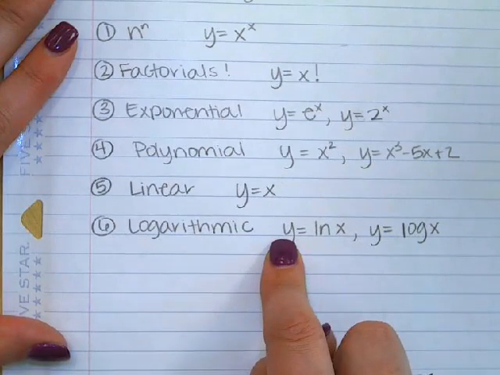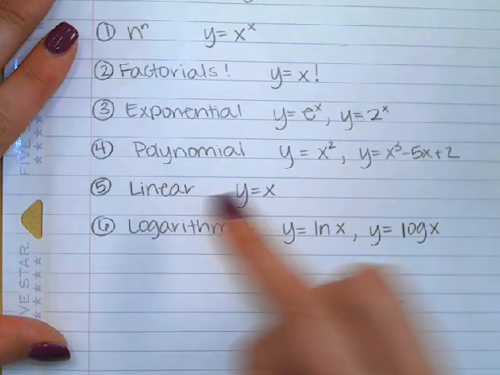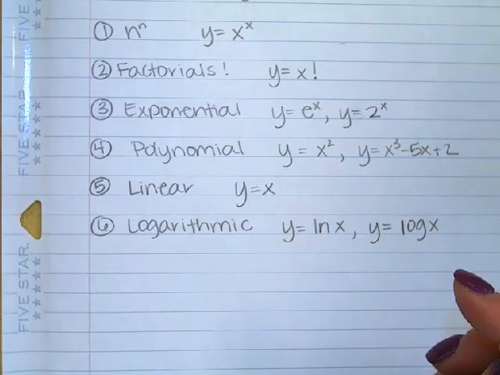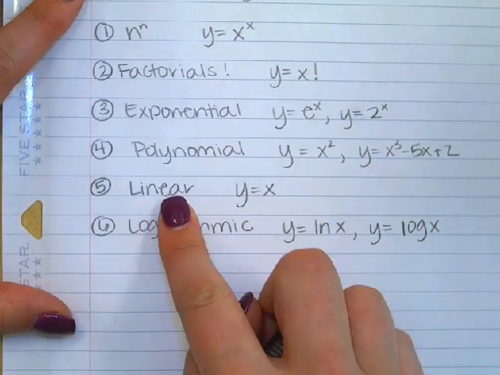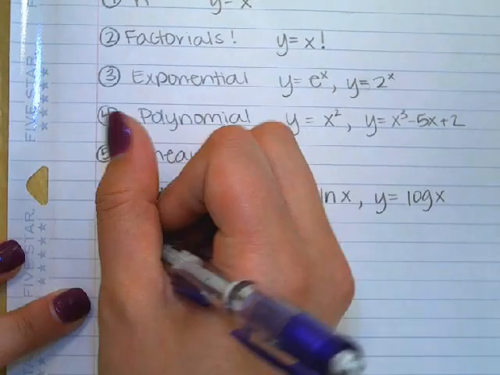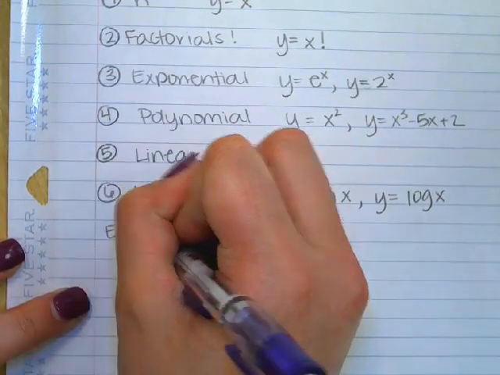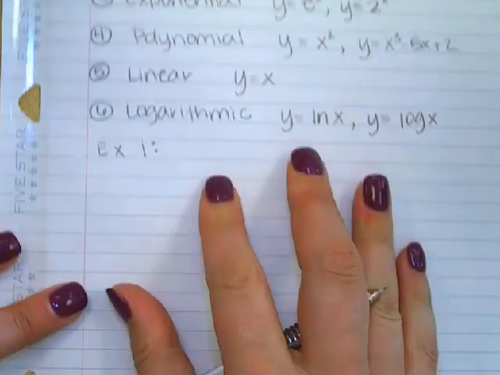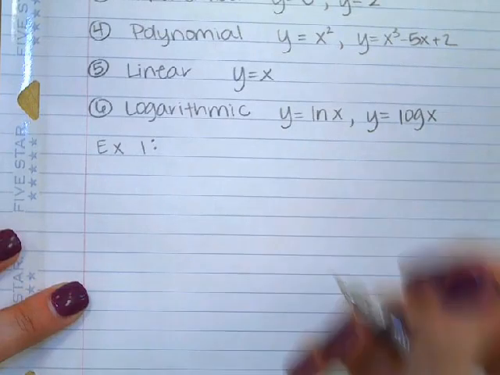Everything is faster than logarithmic. So that's what we're thinking about: does the top win, or does the bottom win? And it's going to be based on what functions you can see within the top and within the bottom. So we'll go ahead and do a couple example problems, and then we'll talk about it more in class.